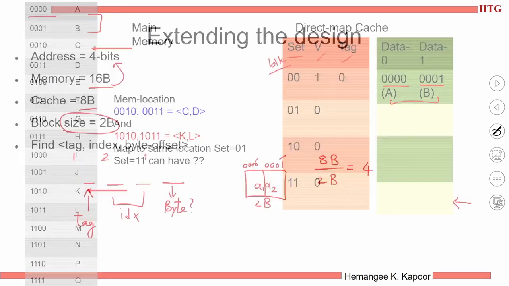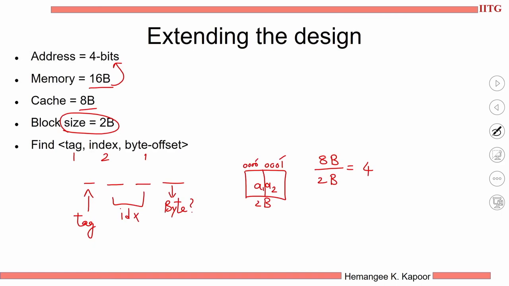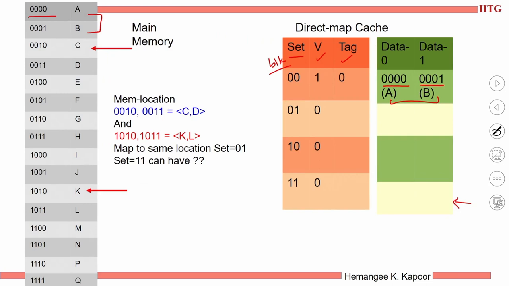And if you know the index was the middle 2 bits, so the middle 2 bits of this is the index, and hence they sit in the set number 00. The block is valid because we've just brought it in. And what is the tag? The MSB, which is 0. Getting it? All right. So next, I want to load 0010, that is C and D.